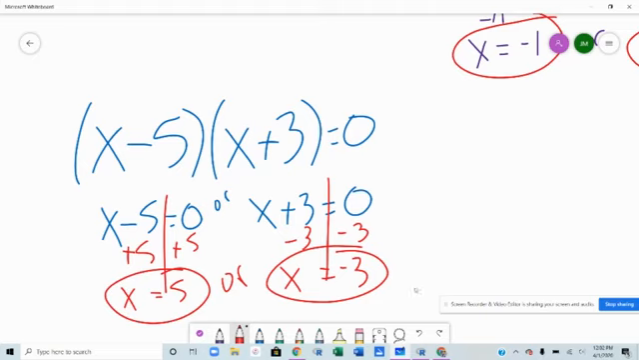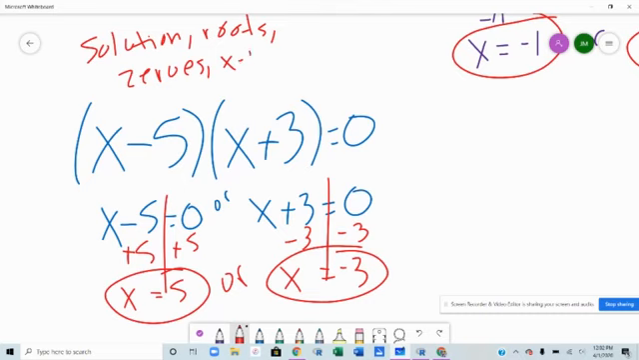Remember that when you're finding your answers here, you are finding the solution, which means you are finding the roots, you are finding the zeros, you are finding the x-intercepts.